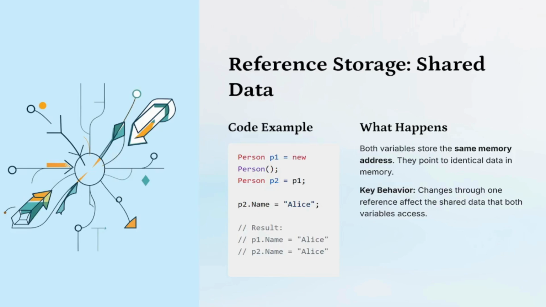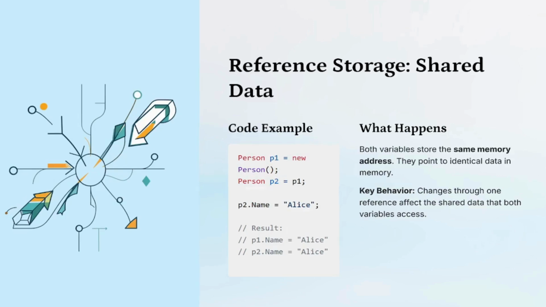Now let's look at reference storage. Imagine this, you create a person object and you store it in a variable called p1. Then you assign p1 to another variable p2. Now, here is where it gets interesting. At this point, it may look like we created a copy, but that's not what happens. Both p1 and p2 are pointing to the same object in memory.